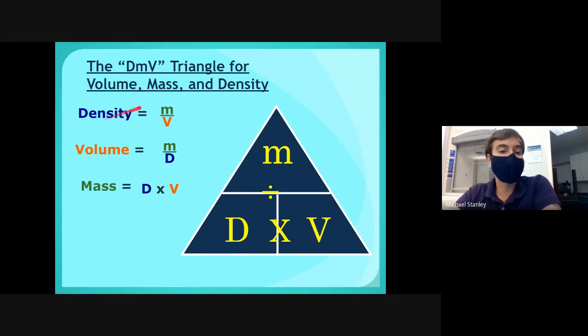So again, density equals mass divided by volume. That's our basic density equation that we were just talking about. But if we want to know the volume, we can just as easily do mass divided by density. And if we want to know the mass, we can just as easily do density times volume.